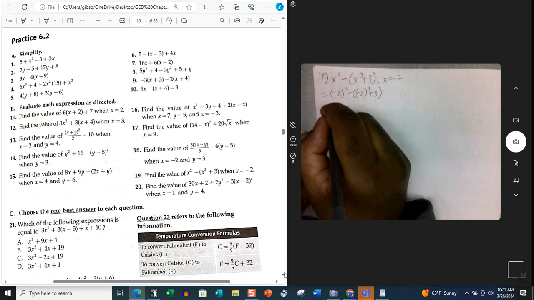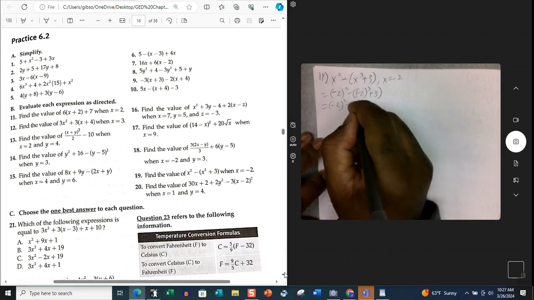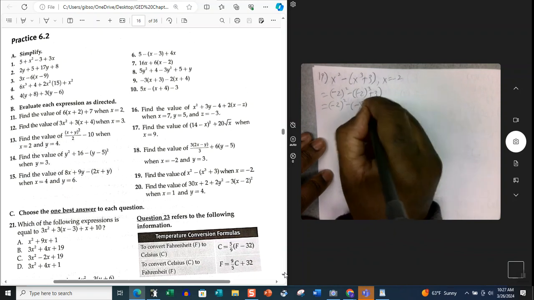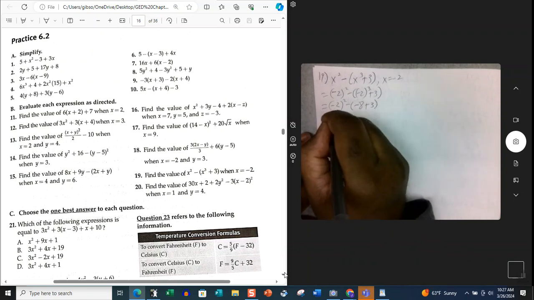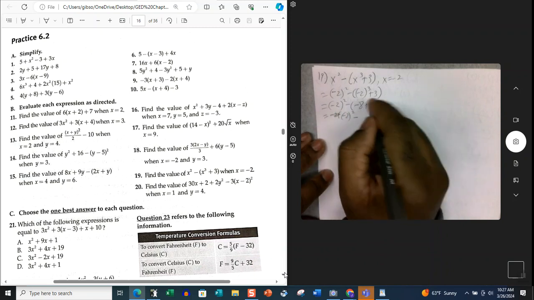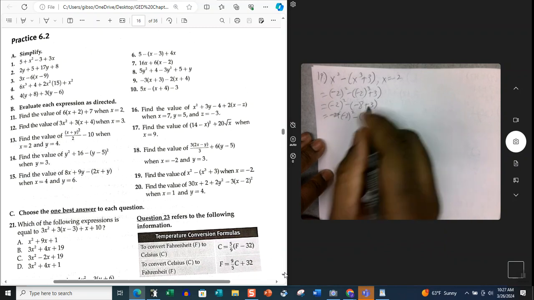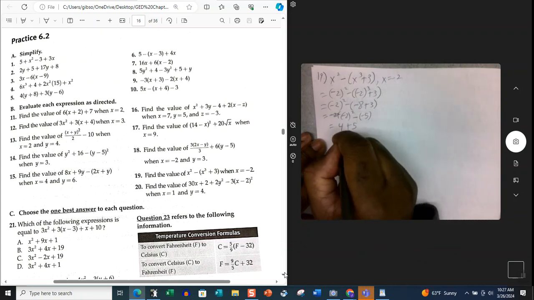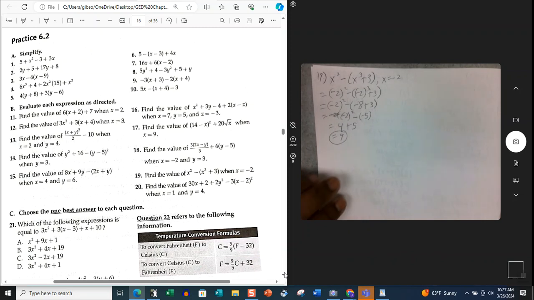Okay, so now we do what's in parentheses first. So this will be negative 2 to the third power, which is negative 8 plus 3. So this will be negative 2 squared minus negative 8 plus 3 is negative 5. Negative 2 squared is 4, and minus a negative 5 would be plus 5. So number 19 will be 9.